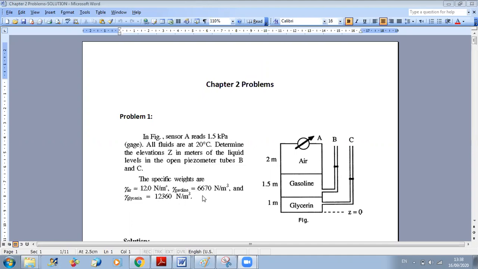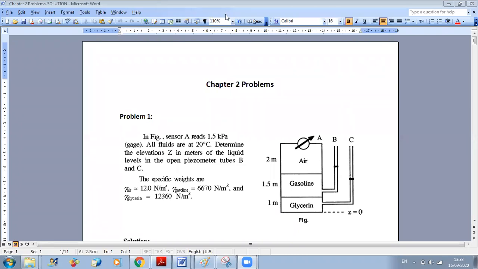So we have here air, gasoline, glycerin as fluids, okay? And their specific weights are given. We want to determine the elevation in meters of the liquid levels in the open piezometer tubes B and C, okay?